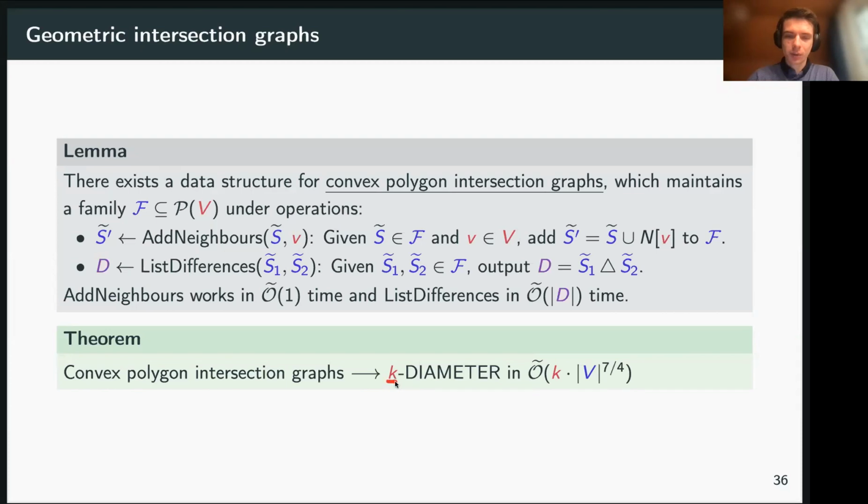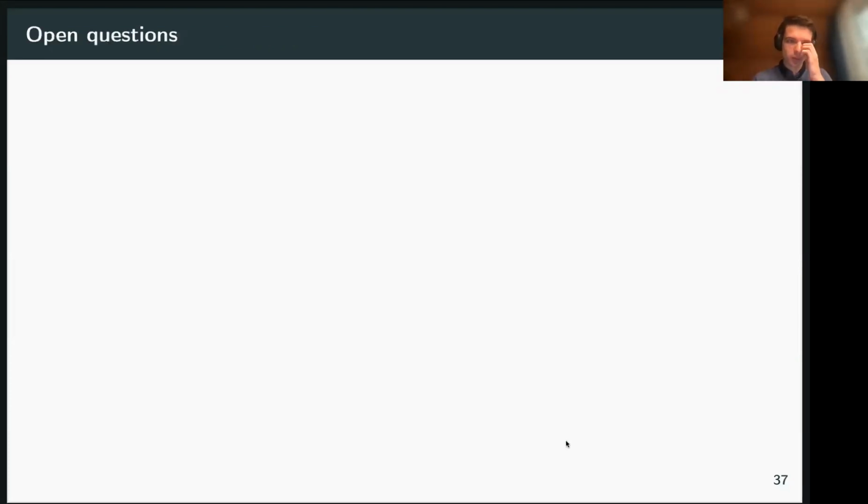Of course, it's still dependent on the diameter size k, but it's still an improvement because, for example, for unit squares, it was known that diameter 2 can be solved. We can tell apart diameter of size 2 from diameter of size 3 or larger, but it was unknown what to do with larger k. We can do it for arbitrary constant k. And of course, the natural direction is to try to remove this dependence on k. So this brings me to the open questions.